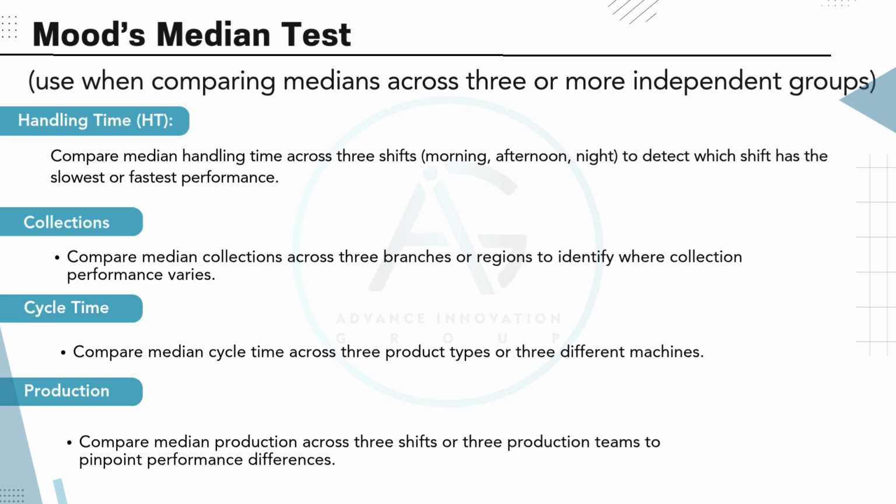4. Production. Lastly, we compare production output across 3 teams or shifts. The aim here is to analyze which team or shift is consistently meeting or exceeding performance expectations. Using Mood's test allows us to analyze performance fairly, despite variability or anomalies in the data. Wrap-up. These examples demonstrate how Mood's median test provides a robust method for analyzing real-life performance metrics when you have 3 or more groups and are dealing with non-normal or messy data.